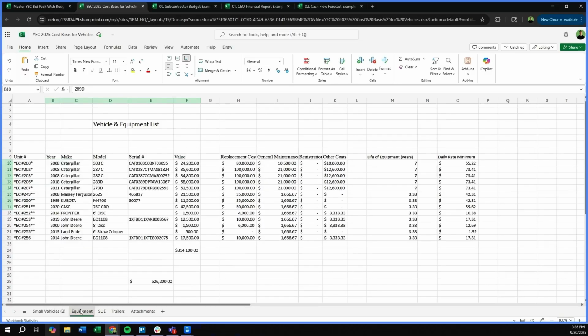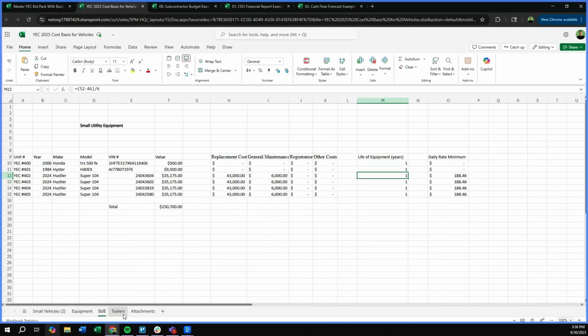Step 3 is equipment. Every owned asset gets a monthly rate. Your vehicles, equipment, UTVs, ATVs, trailers, it doesn't matter even if it's paid off. If it's in the yard and goes to work, it carries a cost. By assigning a monthly rate, you can charge jobs fairly and see exactly what those assets are costing you compared to what they're earning.